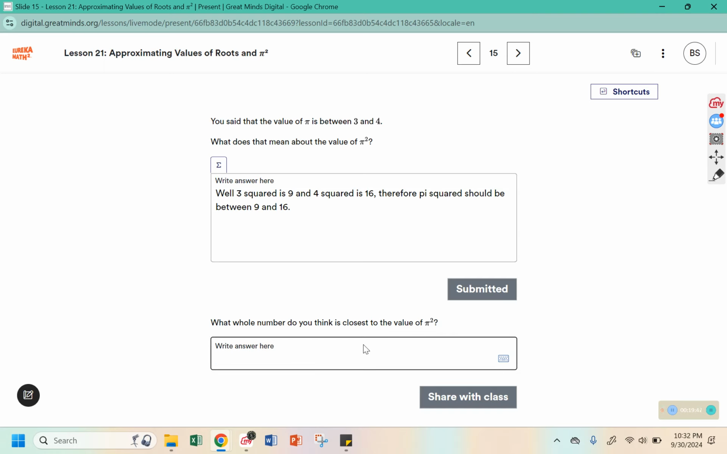What whole number do you think pi squared is closest to? 3.14 is our typical approximation for pi. 3.14 is closer to 3 than it is to 4. So I'm going to assume that pi squared is closer to 9 than it is to 16. And my guess is that it's around 10.